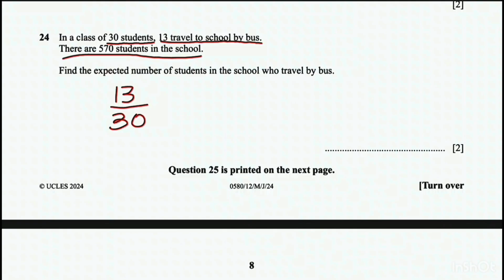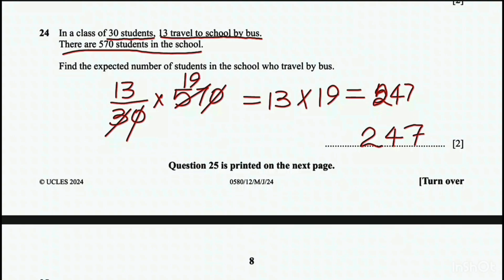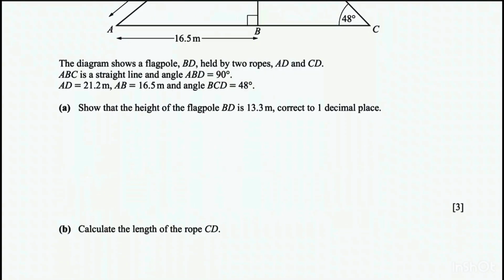So 13 by 30 is the ratio, and that will be multiplied by 570. 0 cancels 0, 3 divides 57 giving 19. 19 multiplied by 13: 19 times 3 is 57, 7 here, 5 carry, 19 ones is 19 plus 5 is 24, so 247. 247 students travel by bus in the whole school out of 570.